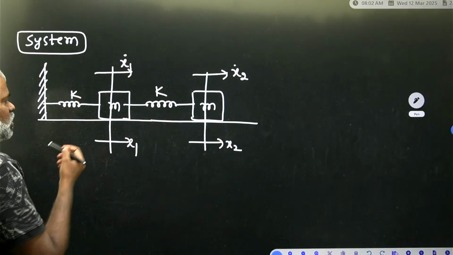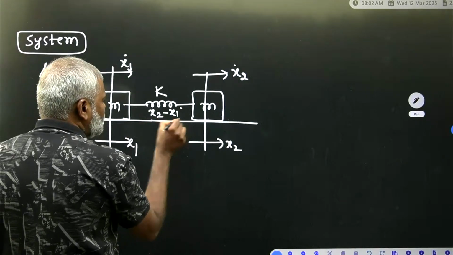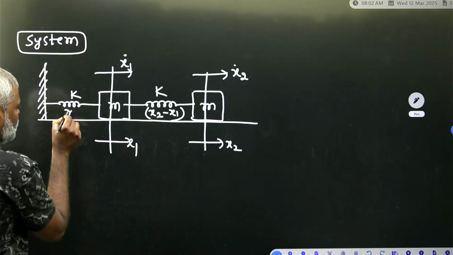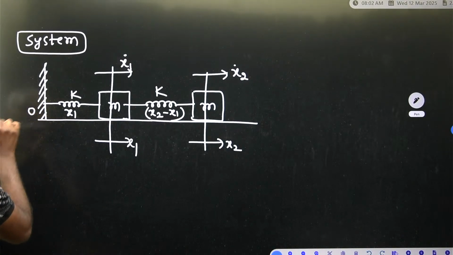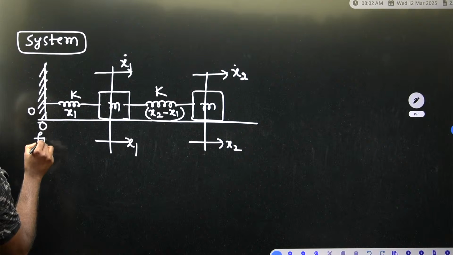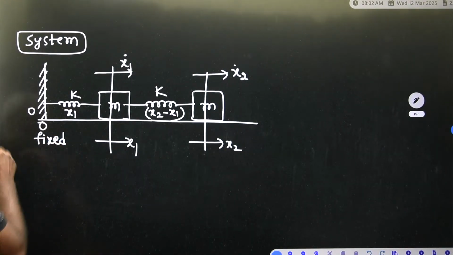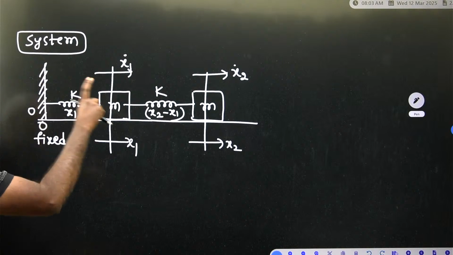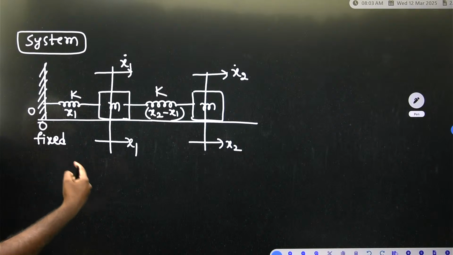Now you are able to see here that the extension of the second spring is x2 minus x1. The position x1 is measured from the wall, which you have to take as the zero position, the rest fixed point. So this point is the fixed point. This is the understanding of the system. We need to calculate one of the normal frequencies. How do we do it?